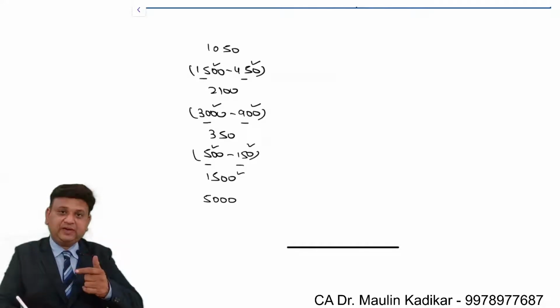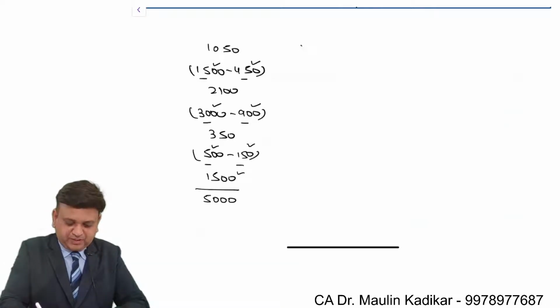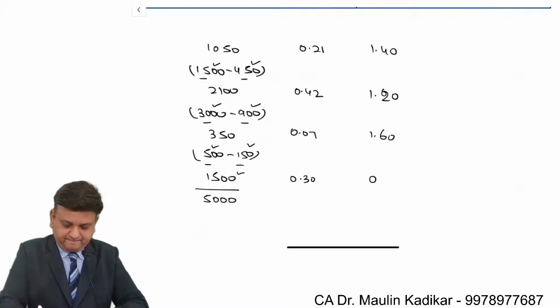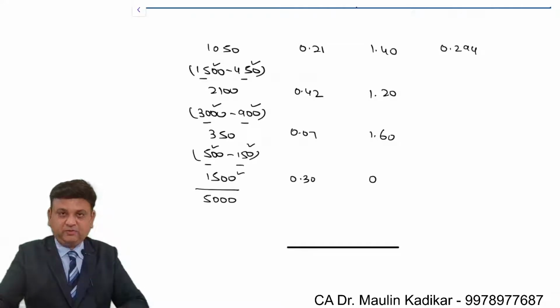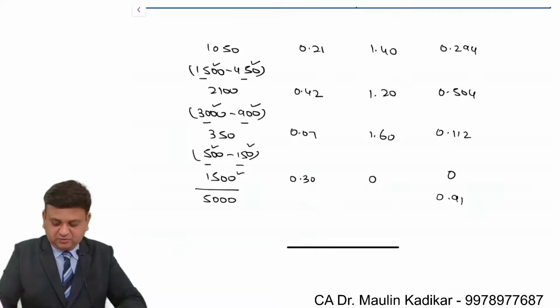Now when you will make the computation of the revised beta of the portfolio, तो वो exactly 0.91 हो जाएगा. 1050 upon 5000 that is 0.21. 2100 upon 5000 0.42. 350 upon 5000 0.07, and this is 0.30. बीटा कितना है 1.4, 1.2, 1.6 and this is 0. Point 21 into 1.4 that comes to 0.294. 0.42 into 1.2 0.504. 0.07 into 1.6 0.112. ये 0 है. ओवरऑल बीटा कितना हो जाएगा आपका 0.91 हो जाएगा जो आपको चाहिए.